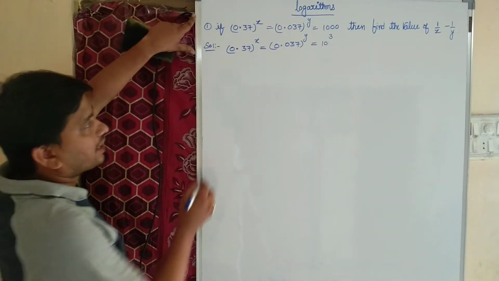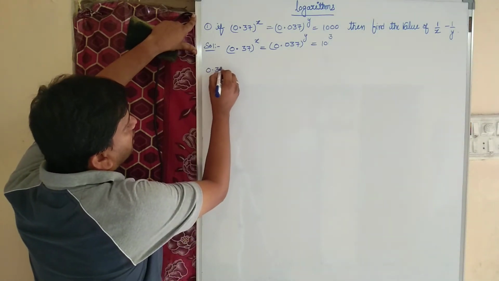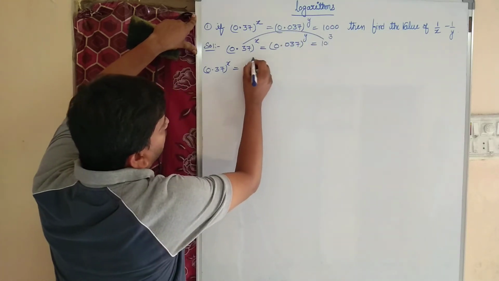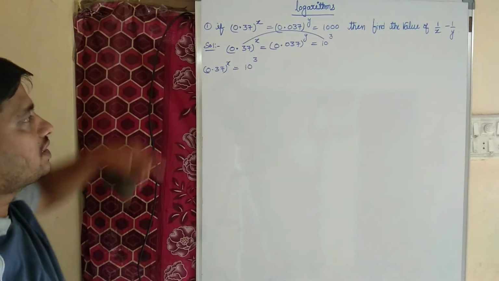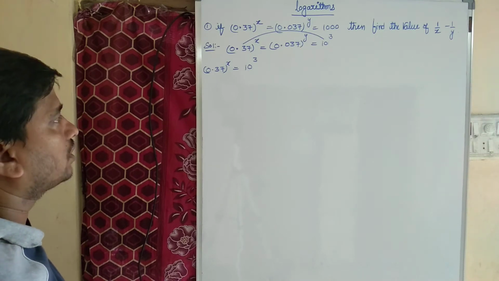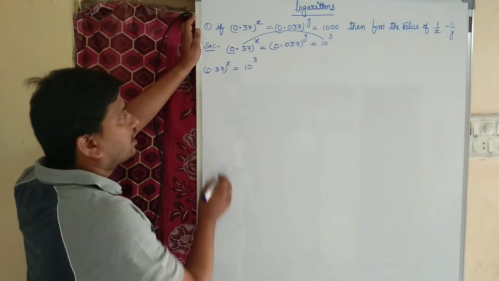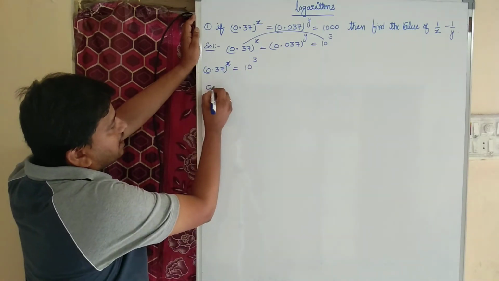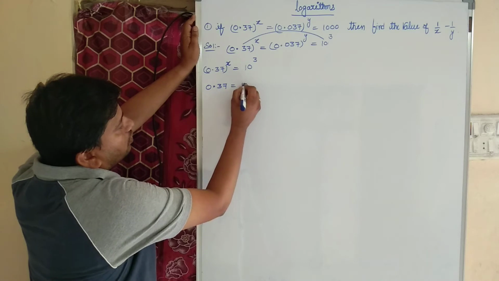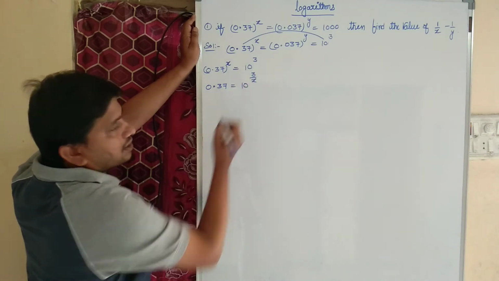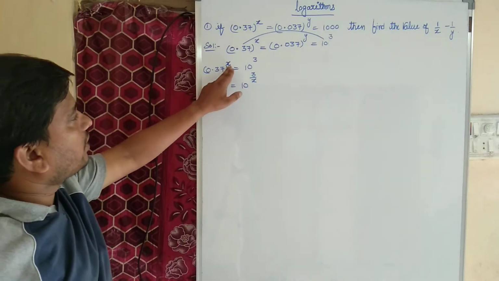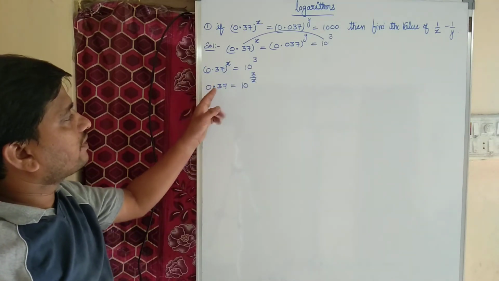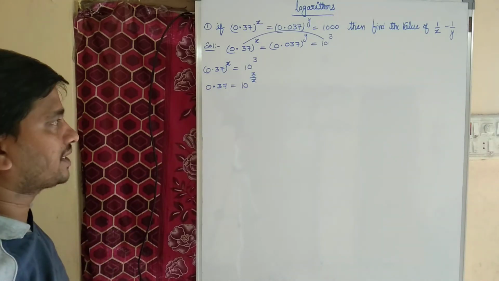Okay, now I can equate 0.37 whole to the power of x is equal to 10 to the power of 3. Here we have power in x. Transpose towards right hand side, it will become 0.37 equal to 10 to the power of 3 by x, right?